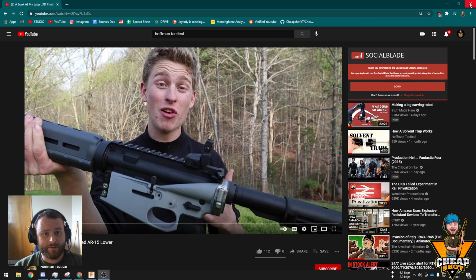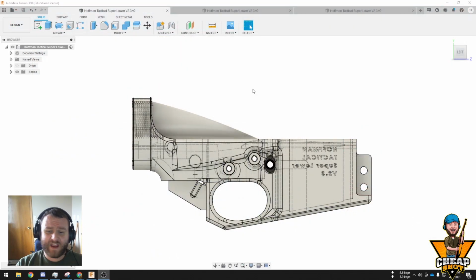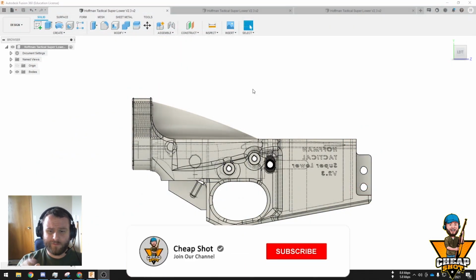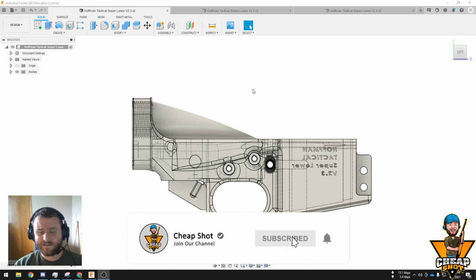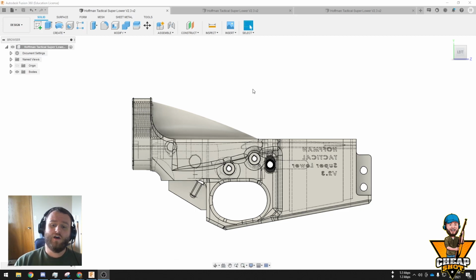So I've taken the liberty of doing some very rudimentary finite element analysis to see whether or not that actually matters. We're going to be looking at the displacement, aka what is the most these parts are displaced when we just put a static load on them. So essentially, we're going to hang weight off the buffer tube of this part, and we're going to see how well it holds up.